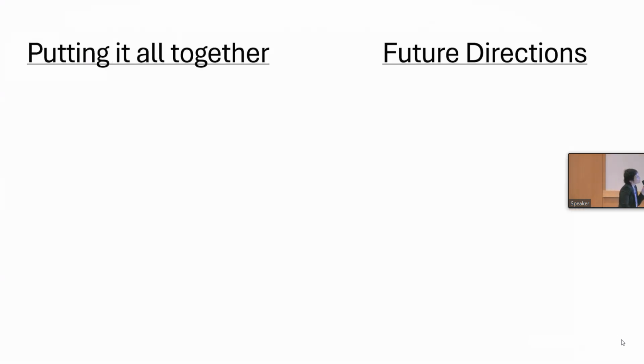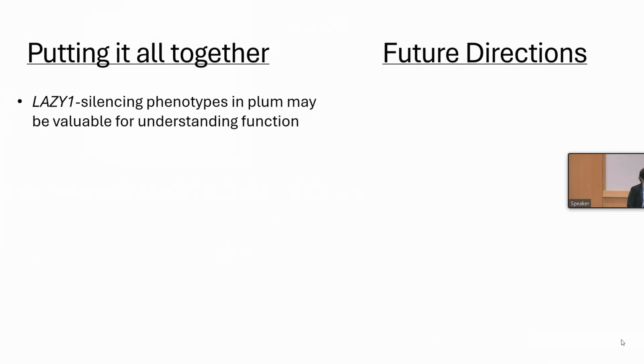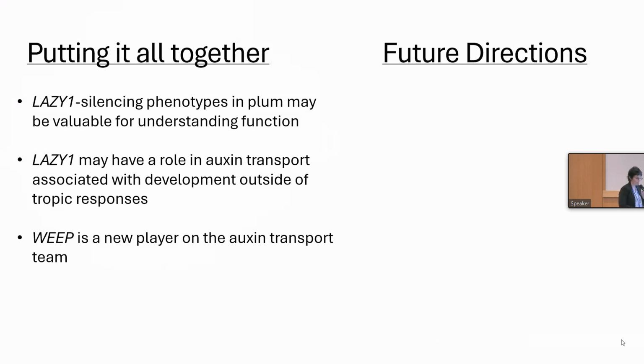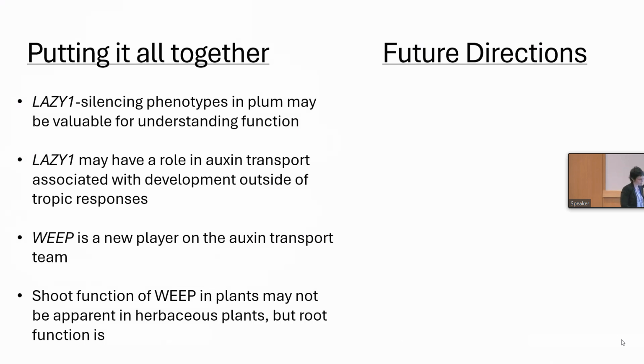So putting these two things together, a couple conclusions. Lazy silencing phenotypes in plum may be valuable for understanding function. If anyone else has questions that you think looking at a tree system could help answer with this gene, I would love to work with you. Lazy may have a role in auxin transport, or something else, outside of tropic responses. So we could see from the fruit phenotypes. Weep is, I believe, a new player on the auxin transport team that extends beyond trees.